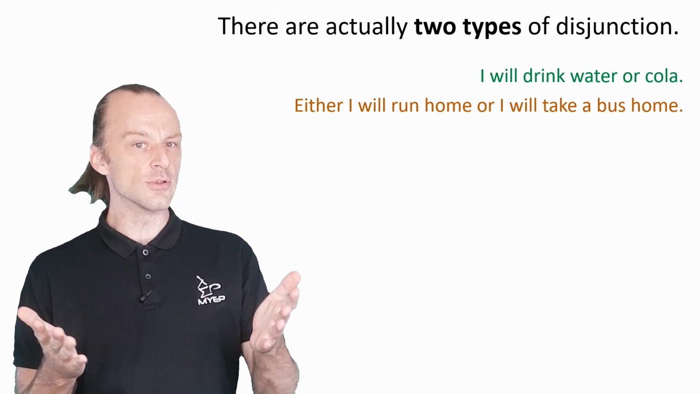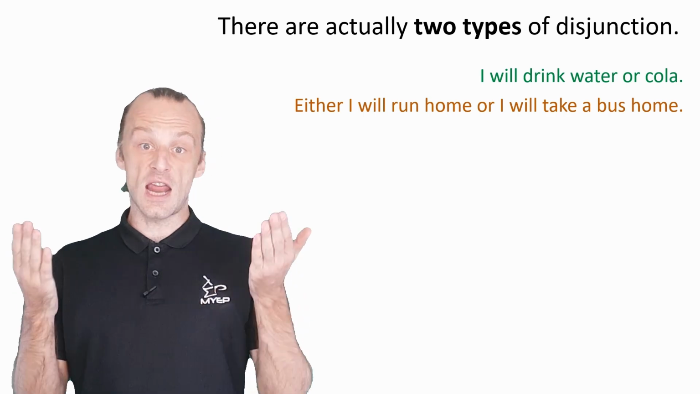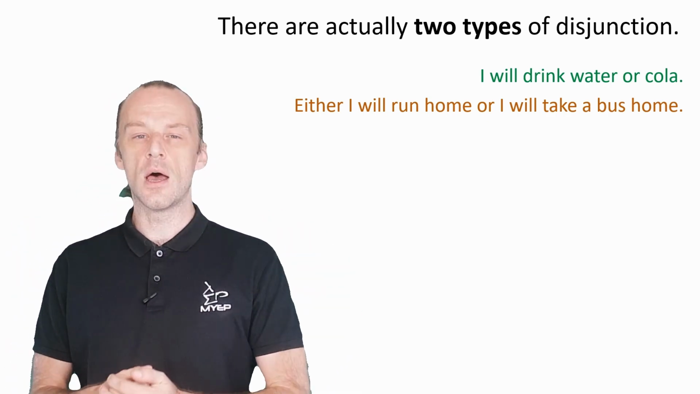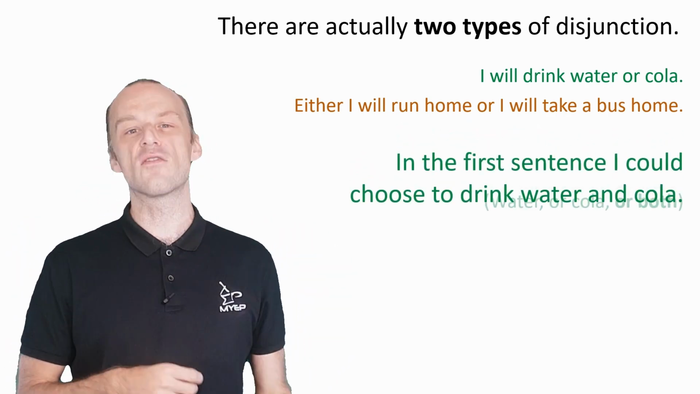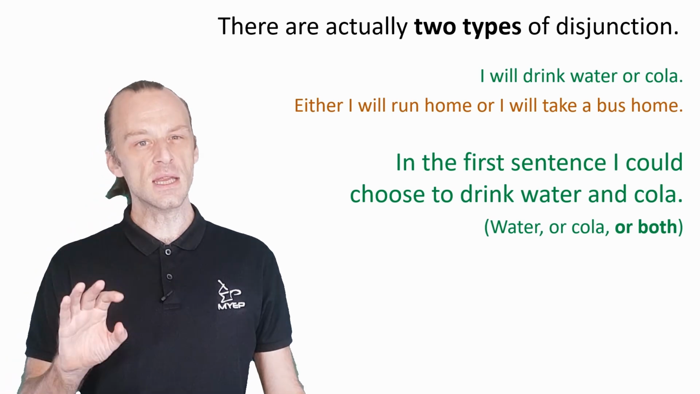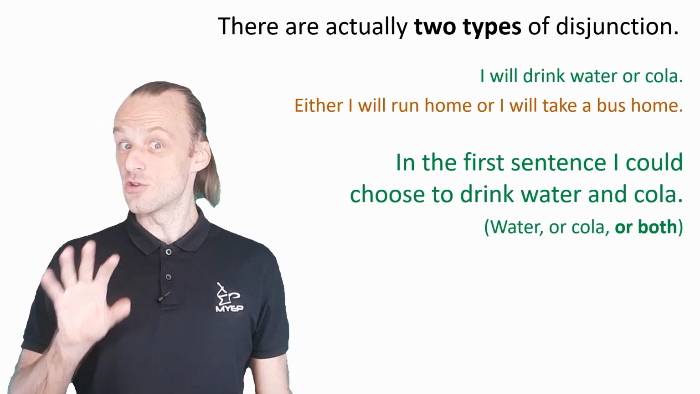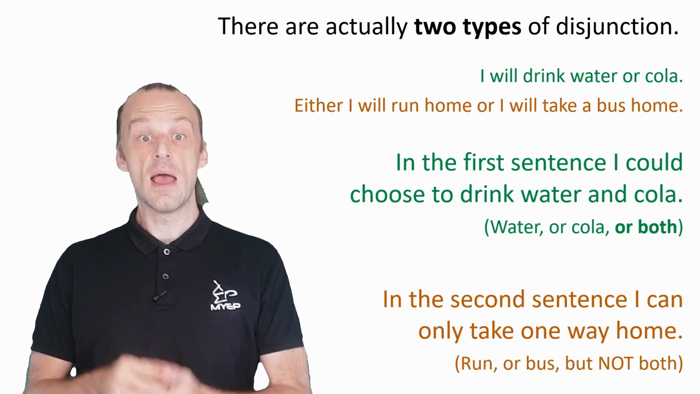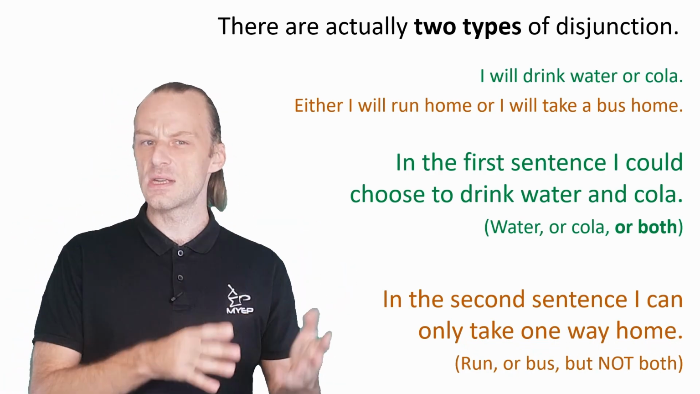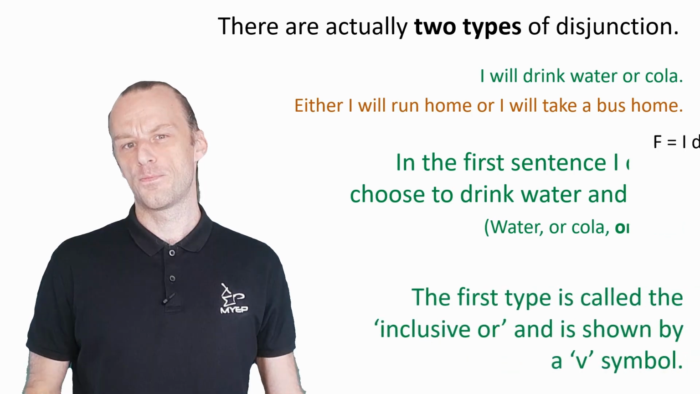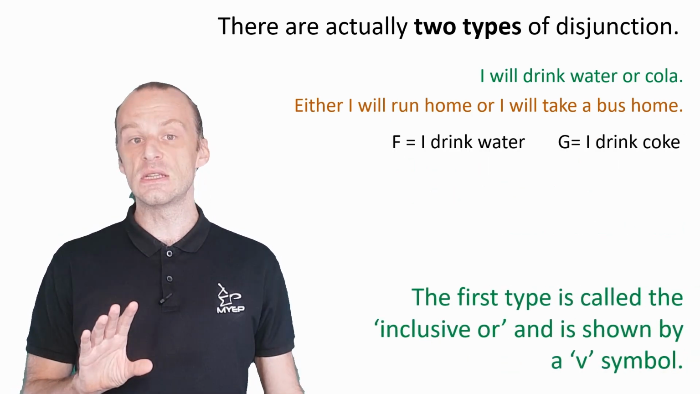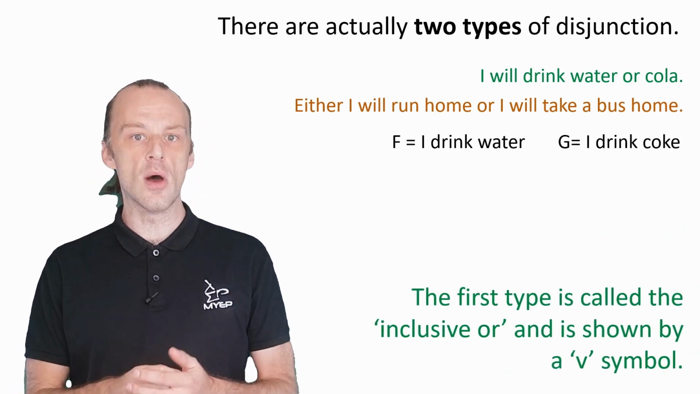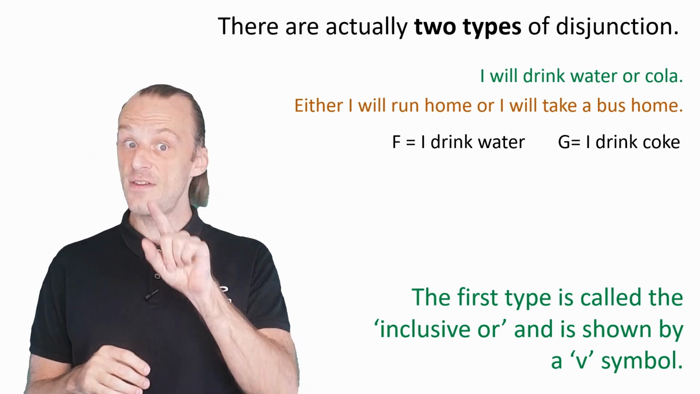Look at our examples. In the first sentence, I can have water or cola, or I could have both. But in the second sentence, if we're talking about just one trip, then I have to choose one way to get home. I run or I take the bus, but not both. The first type of sentence is called an inclusive or, and it's shown by the letter V.